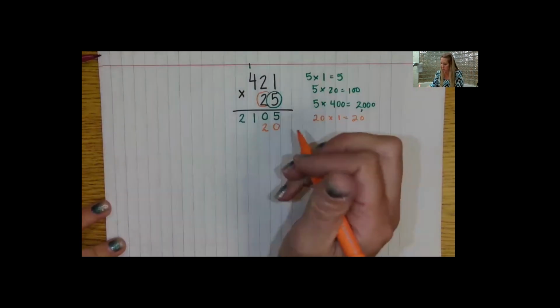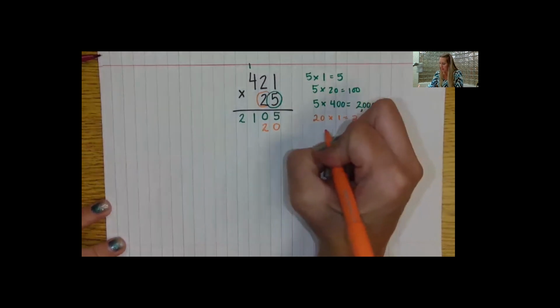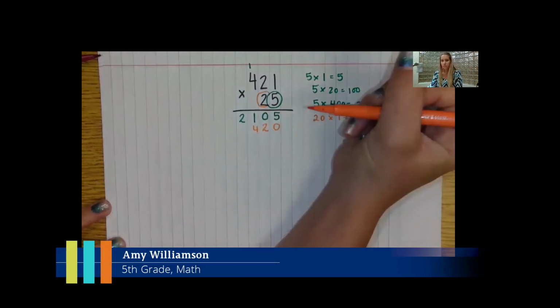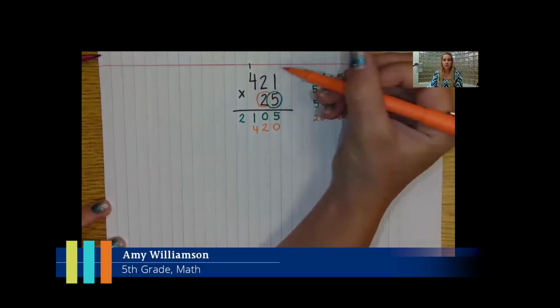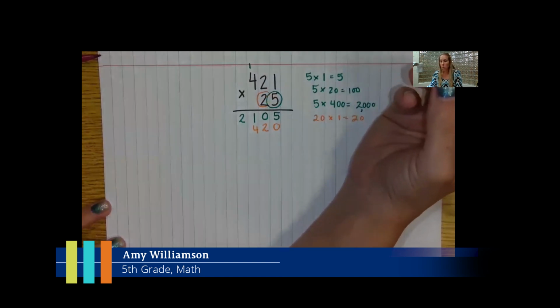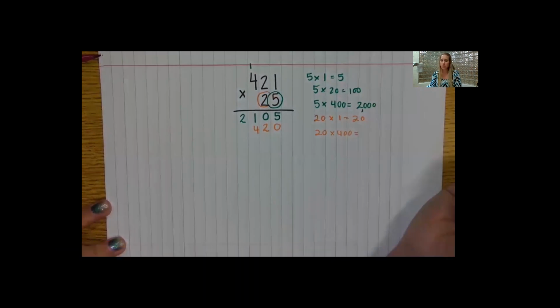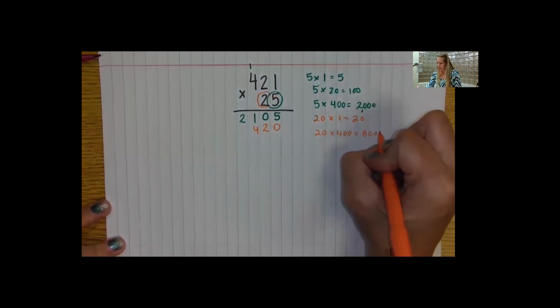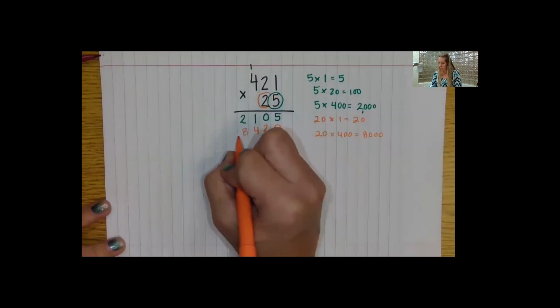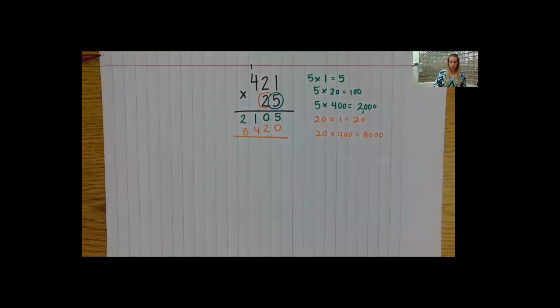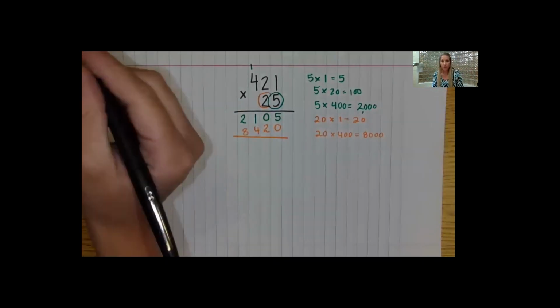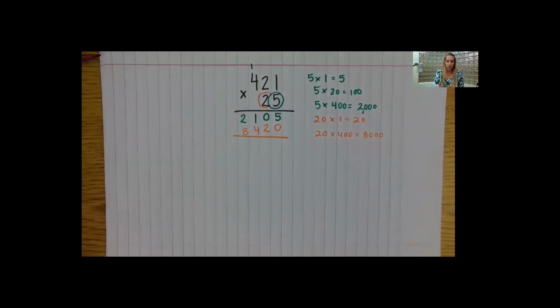20 times 20 is 400. And 20 times 400 is what? Look at that. 20 times 400 equals 8,000. So what am I going to do with these partial products? Once again, you are absolutely right. We are going to add them.